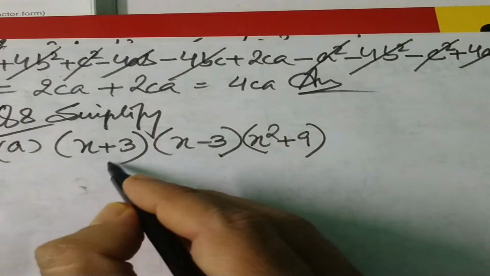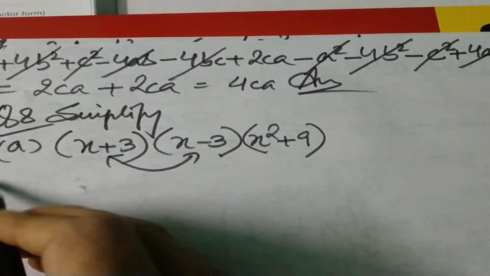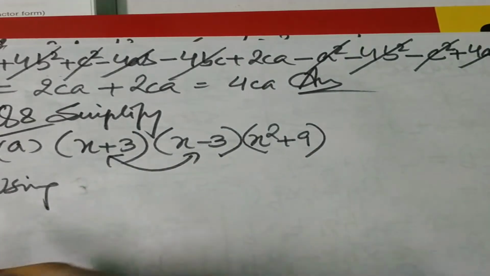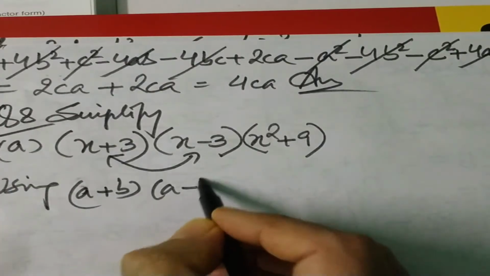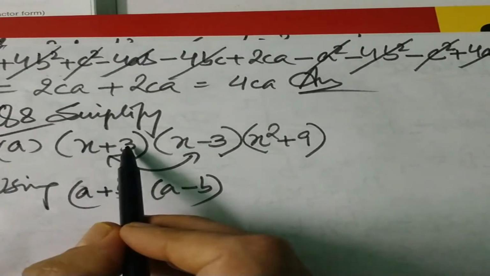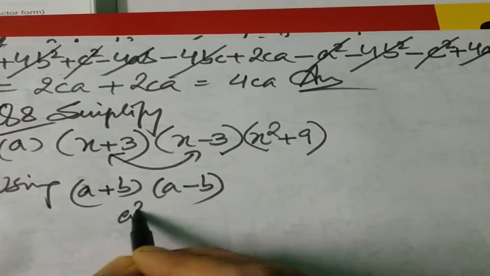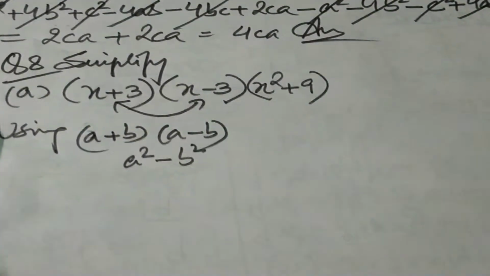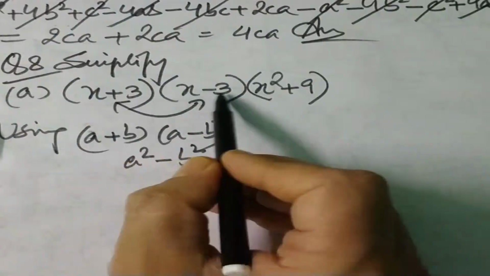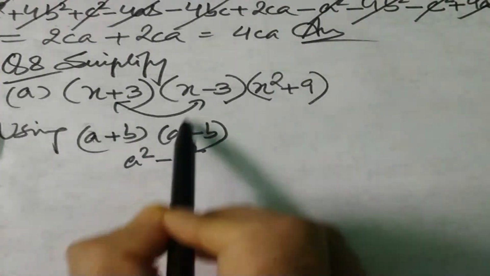So how will you multiply? First I am taking these two terms and I am multiplying by using formula. So what is the formula? Using a plus b into a minus b. A plus b, a minus b. What is the answer? A square minus b square. The answer of these two, you have to multiply them by using formula. So this is a plus b, a minus b.